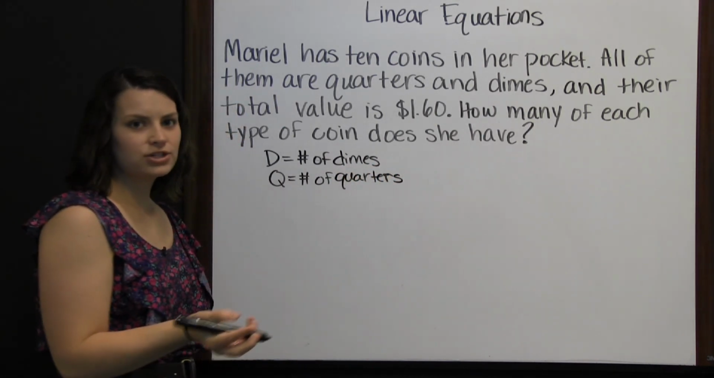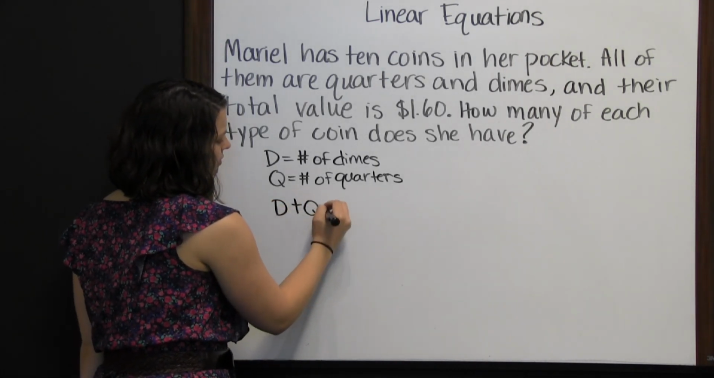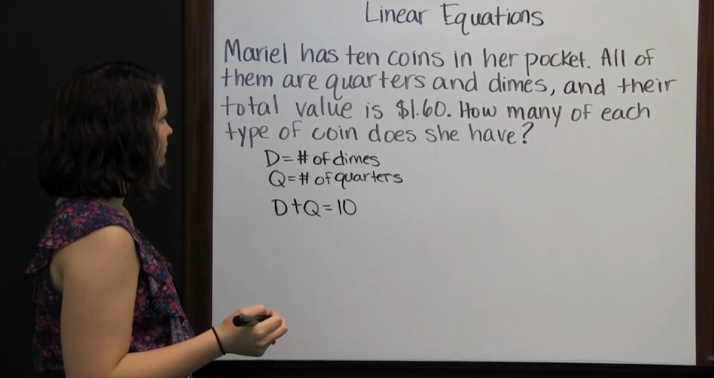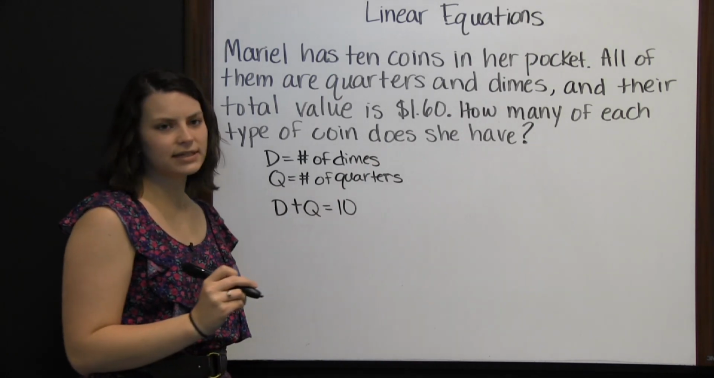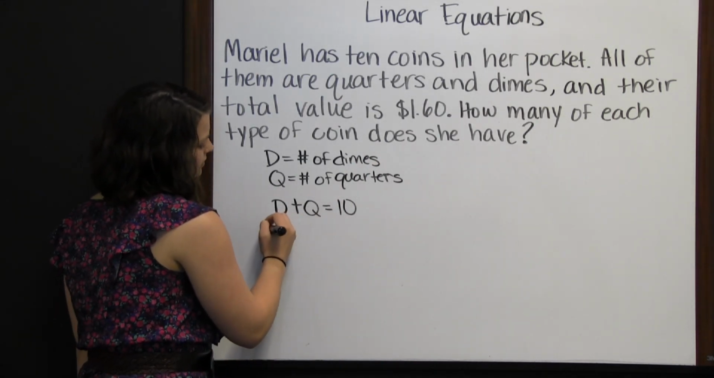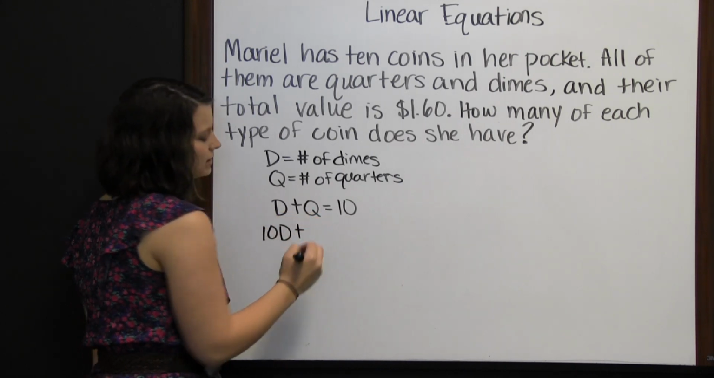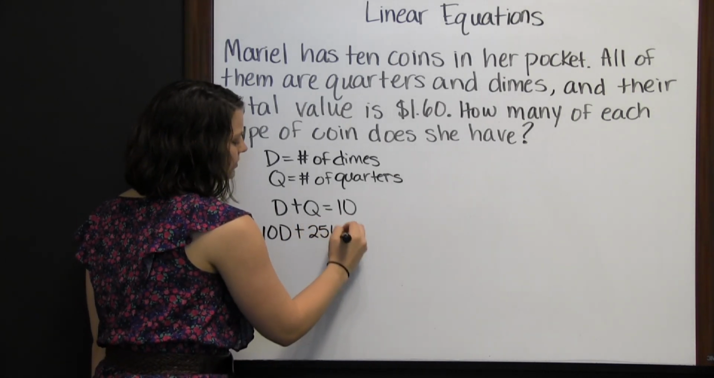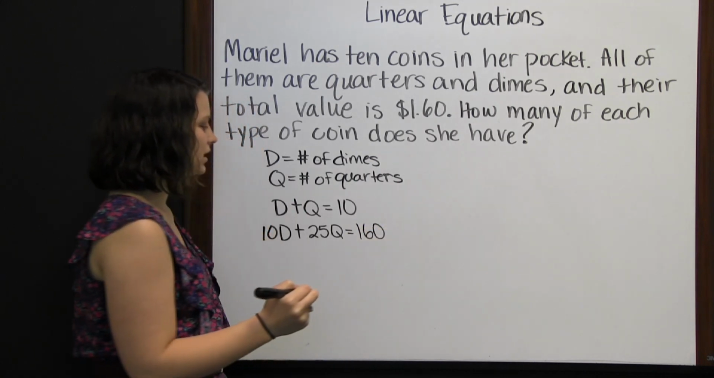then one of our equations could be her number of dimes plus her number of quarters is 10 total coins. Next, we're told that the total value is $1.60. Well, dimes are worth 10 cents. So 10 times however many dimes she has, plus quarters are worth 25 cents, so 25 times however many quarters she has will give us a total of 160.